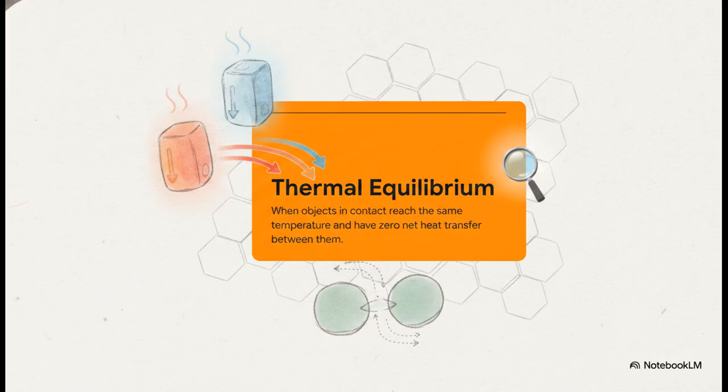Thermal equilibrium is the state where 2 objects that are in contact finally reach the exact same temperature. That relentless, unstoppable flow from hot to cold continues until both objects are perfectly balanced. And once that happens, boom, there is zero net heat transfer between them.